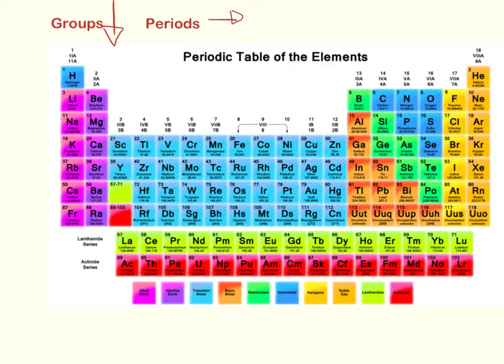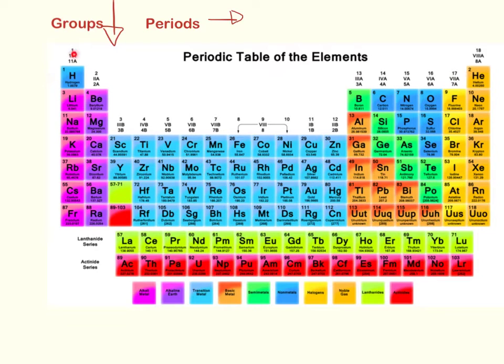The groups tell you how many electrons are in the last shell for that atom. Everything in group 1 has 1 electron in the last shell. Over here, group 4, everything in this group has 4 electrons in its last shell. The periods tell us how many shells we've got. So period 1 only has 1 shell, and the first shell can only take 2 electrons.